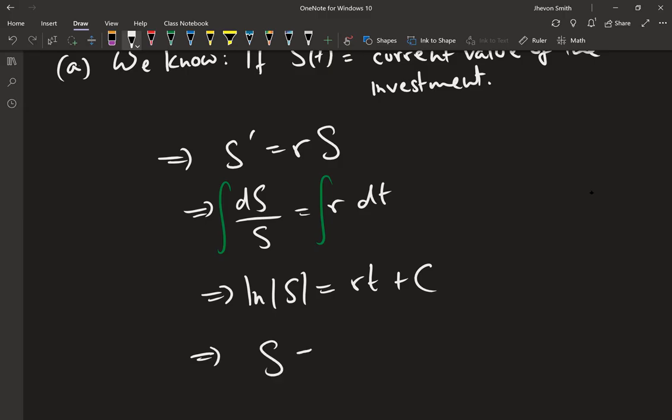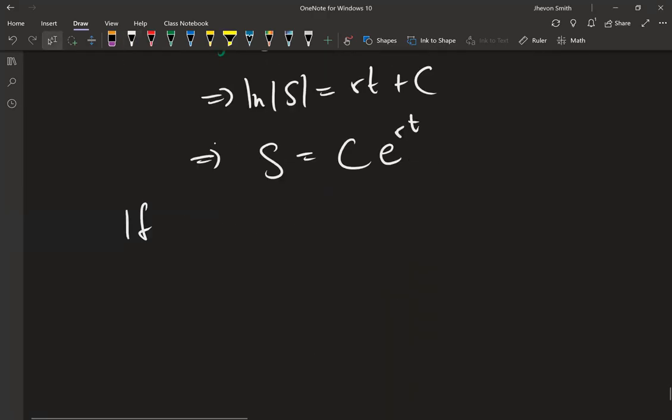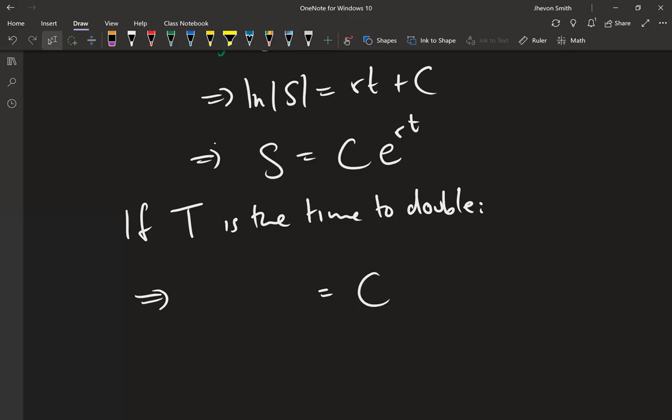Can e both sides, and you would get c e to the rt. Now, if T is the time to double, then this means when I plug in big T for time, the value over here that I would have is double the S value. Well, whatever I started with.